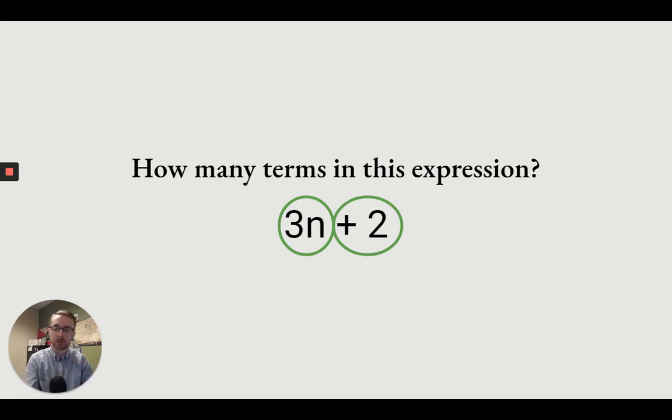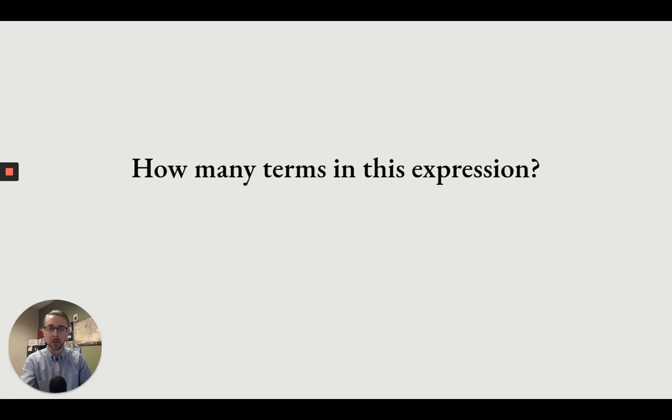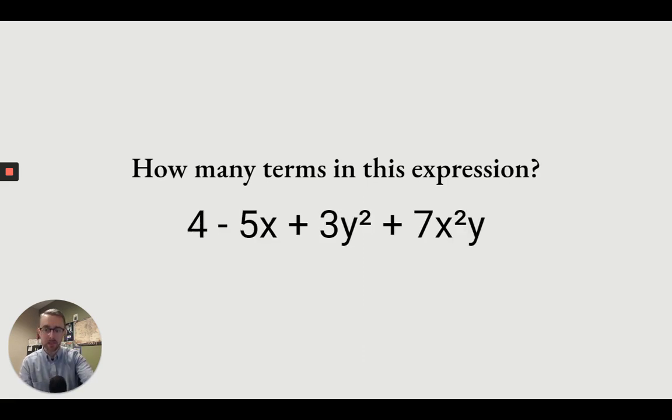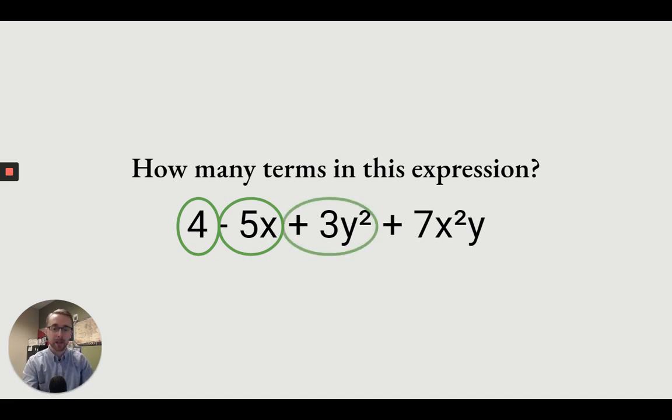So this one is pretty simple. Let's look at one that's a little bit longer. How many terms do you see in this expression? It's 4 minus 5x plus 3y squared plus 7x squared y. So how many terms do you see here? First off, we have 4. 4 is one term by itself. The next term we have is negative 5x. Again, notice that subtraction sign. I'm bundling it together with 5x, and it becomes negative 5x. The term itself is negative. And then I have 3y squared, or positive 3y squared, and 7x squared y. So I have 4 terms here.